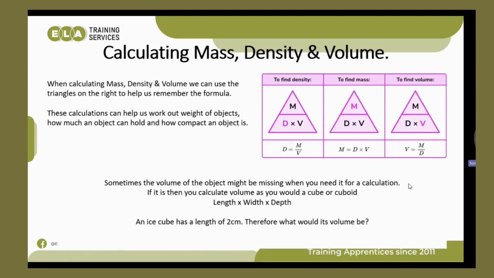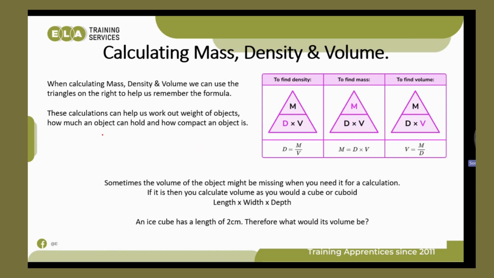Our last compound measure now is what we call mass density and volume, and it runs off the same premise as distance, speed and time. So we've got our triangles again. So when calculating mass density and volume, we can use the triangles on the right to help us remember the formula. So to calculate density, we do mass divided by volume. To calculate mass, we do density times volume. And to do volume, we do mass divided by density.